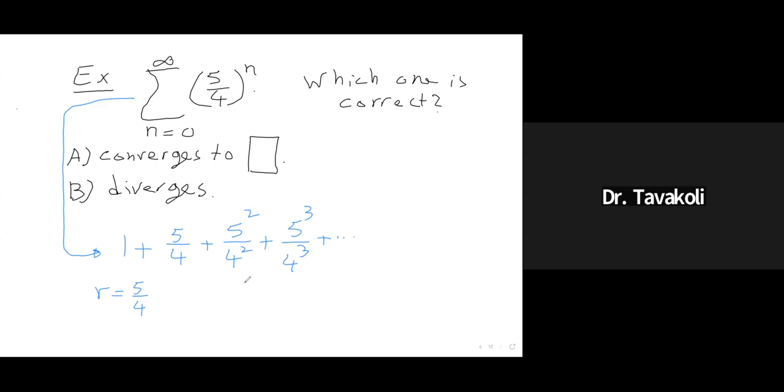Is 5/4 between -1 and 1? Obviously, it's not. It doesn't fall in this interval. Therefore, we can immediately say that the series is a divergent series. That sum is not going to be a finite number.